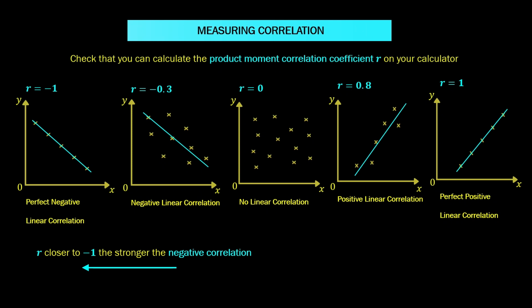Notice that the closer R is to -1, the stronger the negative correlation is. And the closer R is to +1, the stronger the positive correlation is.